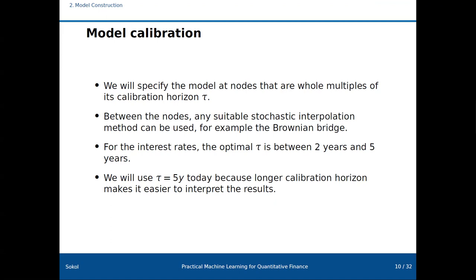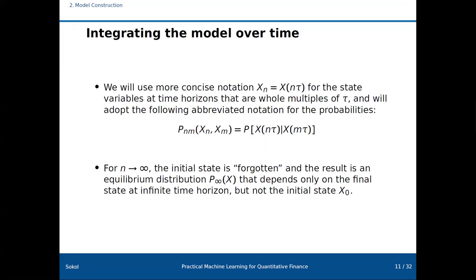Today we'll use 5 years because a longer calibration horizon makes a lot of things stand out more and easier to use for the workshop. But in production, I think 2 years is probably most suitable because you don't want to interpolate over a very long period. I'm using five years for the workshop because it just makes the results more clear in the chart.